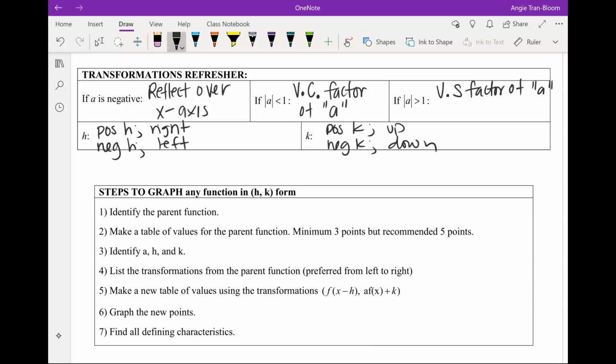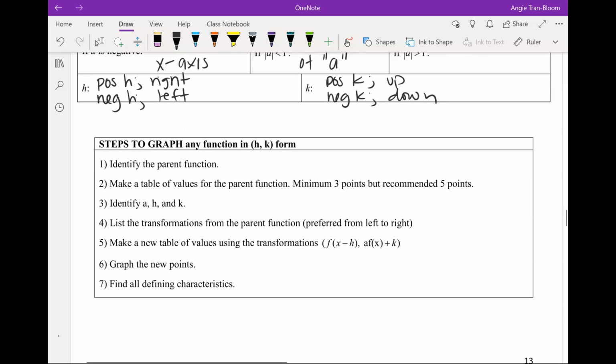Steps to graph any function, not just y equals x to the third. These are common steps. Ben, can you help me read number 1? Identify the parent function. Perfect. You have to see, is it to the third? Is it square? Is it absolute value? Is it a line? Alan, help us with number 2. The table of values for the parent function. Minimum 3 points, recommended 5. Perfect. Naomi, number 3. Identify A, H, and K. Perfect. Malin, number 4.